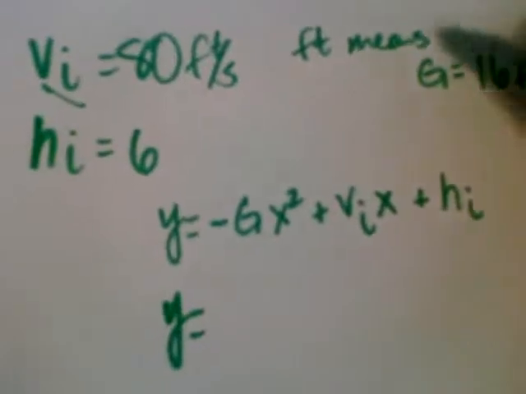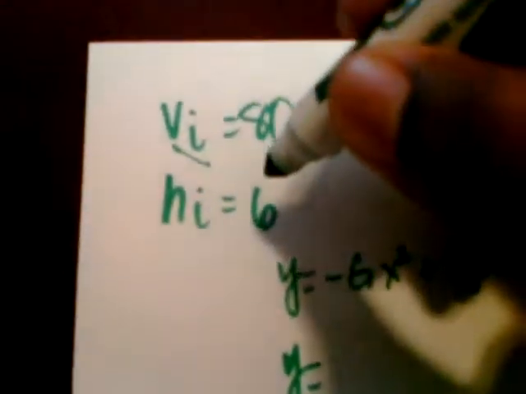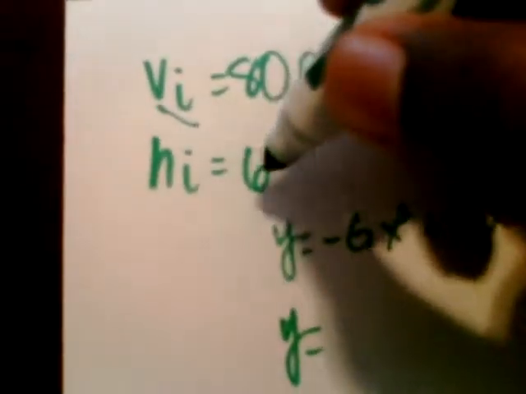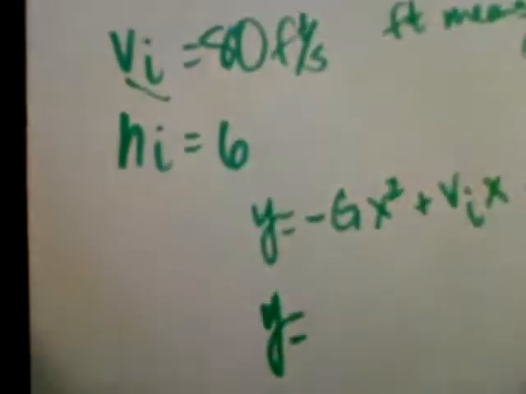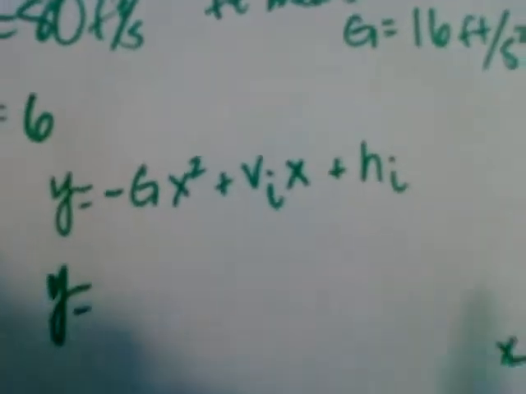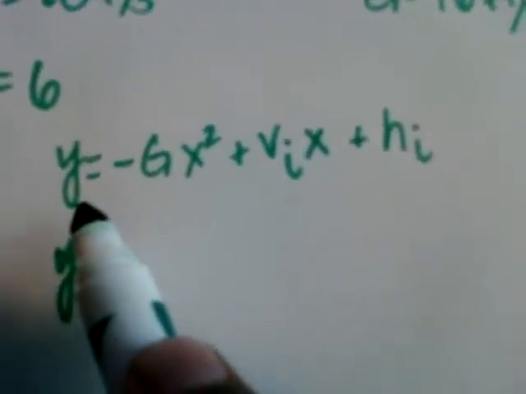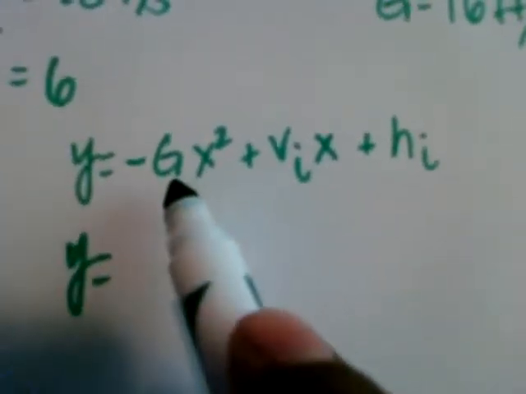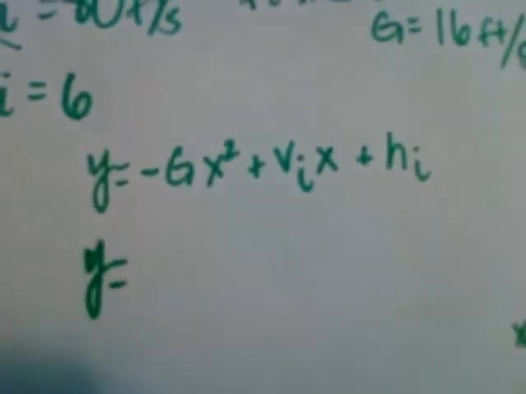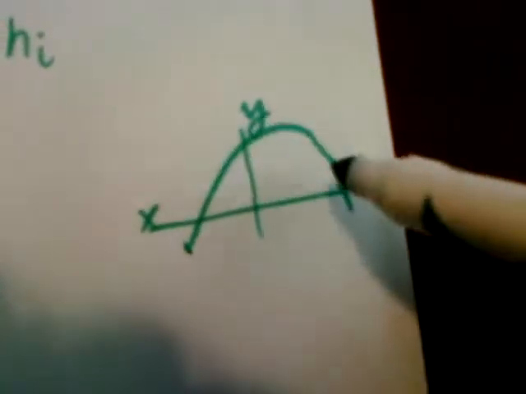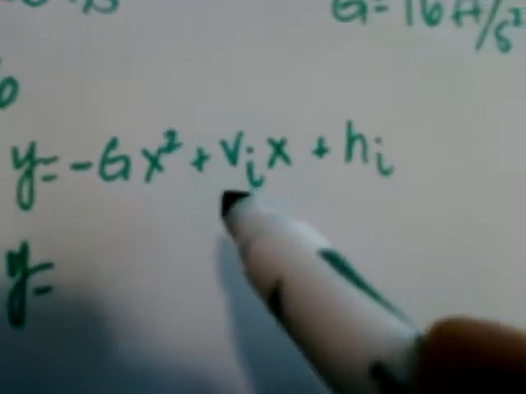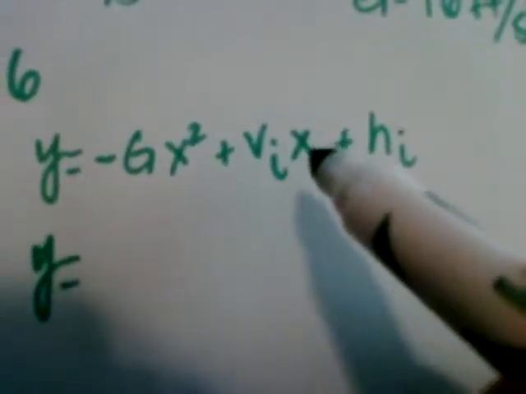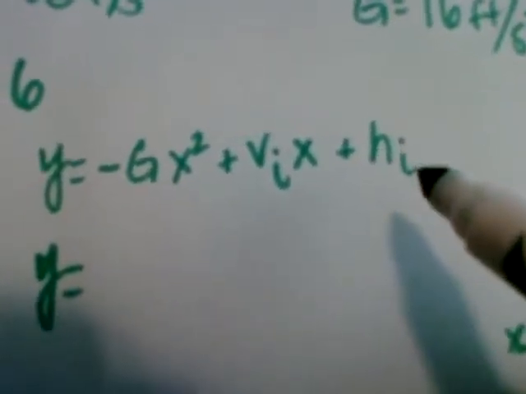Now here's what we use. And they told us that the initial height of the object thrown is going to be 6. And I use that initial height as h sub I. And so then we know this is how it needs to be set up. Y, or the height of your object, is going to be equal to the negative gravity, because our parabola is going to have a maximum. It's going to look like this parabola right here. It's going to have a maximum. A negative gravity, x squared, plus our initial velocity times x, plus our initial height.